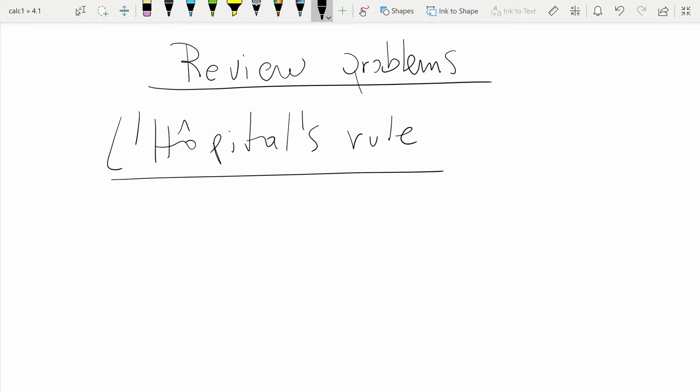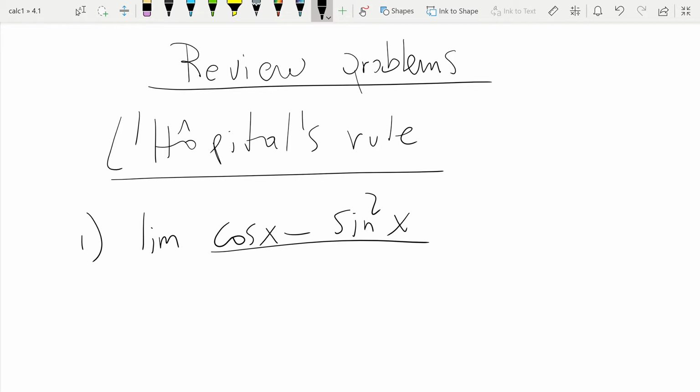So let's look at this. This is actually a typical problem that is asked very often, not the same functions, but the type of problem. So typically you're asked to compute a limit. So find the limit of cosine of x minus sine squared of x, all that divided by sine of x.